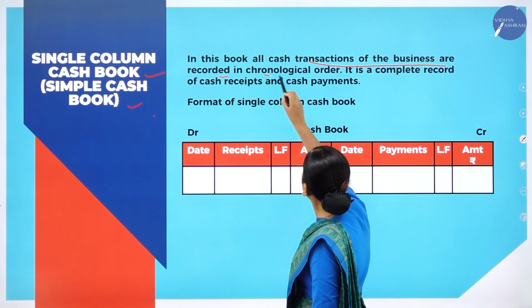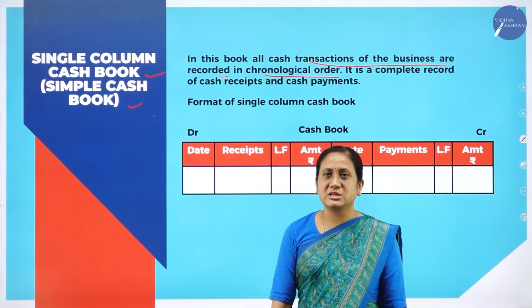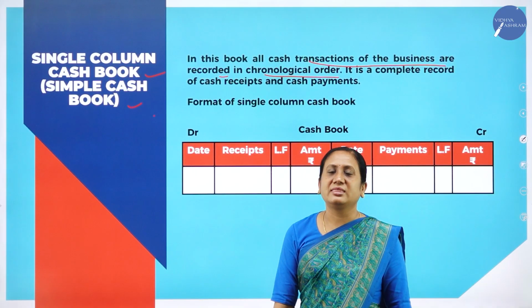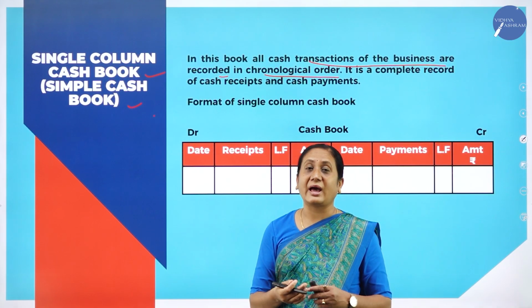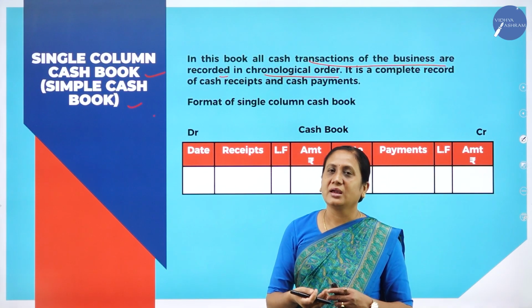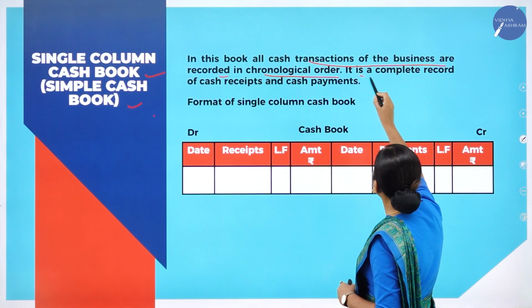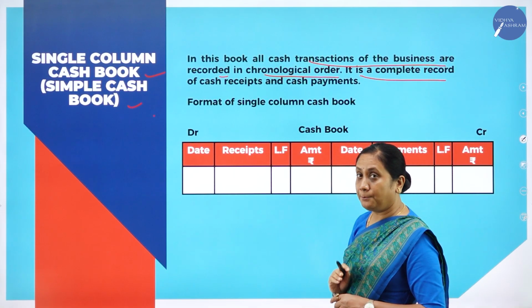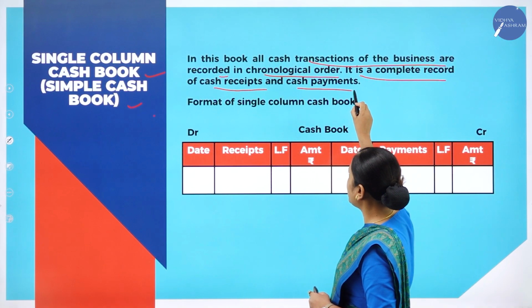In chronological order. What is the meaning of chronological order? Chronological order means as and when the transaction takes place in an organization, it will be entered. As and when the transaction occurs, it will be entered in the cash book. It is a complete record of what? Of all cash receipts and cash payments.